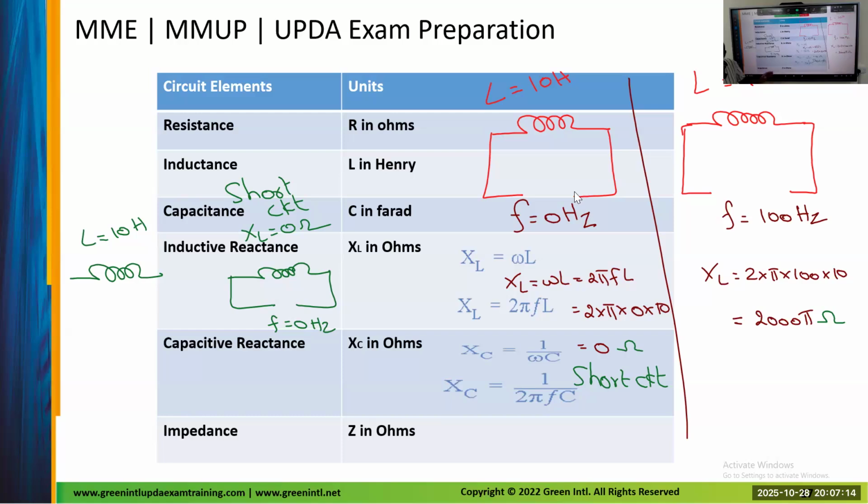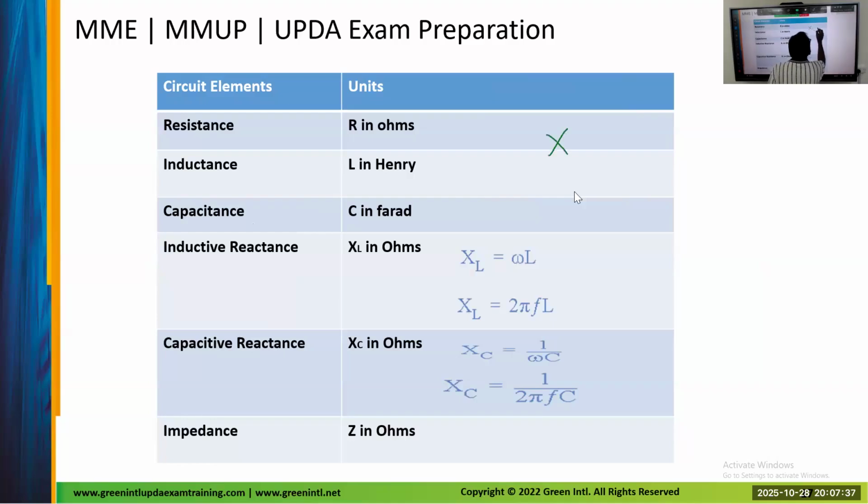Okay? Here we are giving the frequency 0 hertz, 0 ohms. 100 hertz, we have what ohm? 2000 pi. So approximately we have 6000 ohms. So as frequency increases, the XL value is increasing. So how do we understand? XL is equal to 2 pi FL. So L, the inductance, is independent of the frequency.